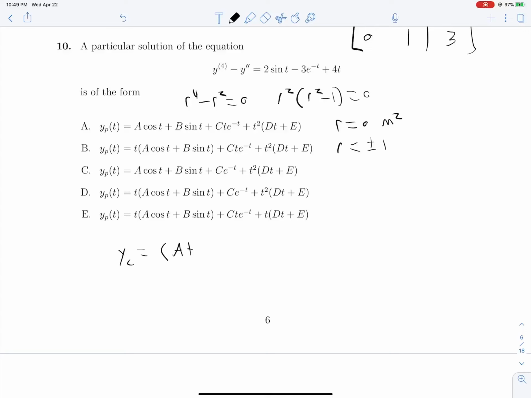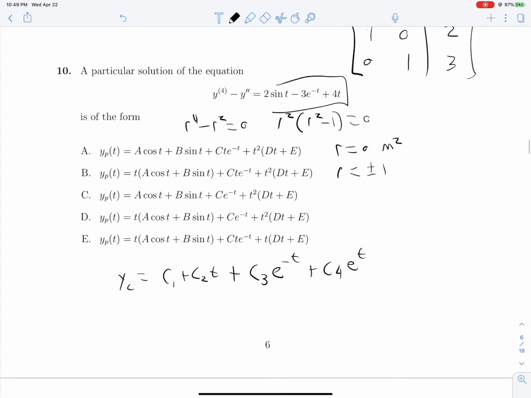c1 plus c2 t. That's coming from our 0 with a multiplicity of 2, and then we have c3 e to the negative t plus c4 e to the t. Now, looking at what we have over here, what would we like our guess for y particular of t to be?